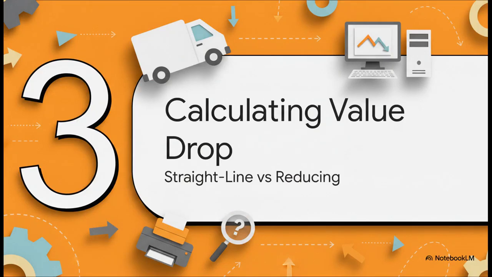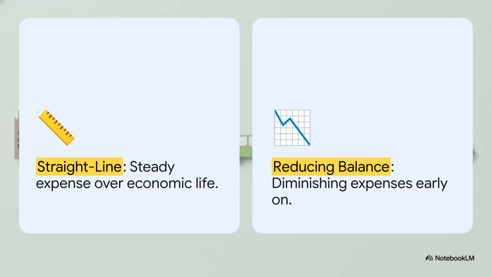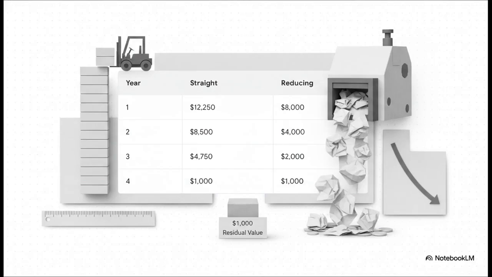It's straight line versus reducing balance. When it comes to the math battle of estimating this drop in value, we typically pit 2 main approaches against each other. On one side, we have the straight line method, which charges the exact same steady expense every single year. And on the other side, the reducing balance method, which heavily front-loads those depreciation expenses into the early years. Let's look at how this plays out.